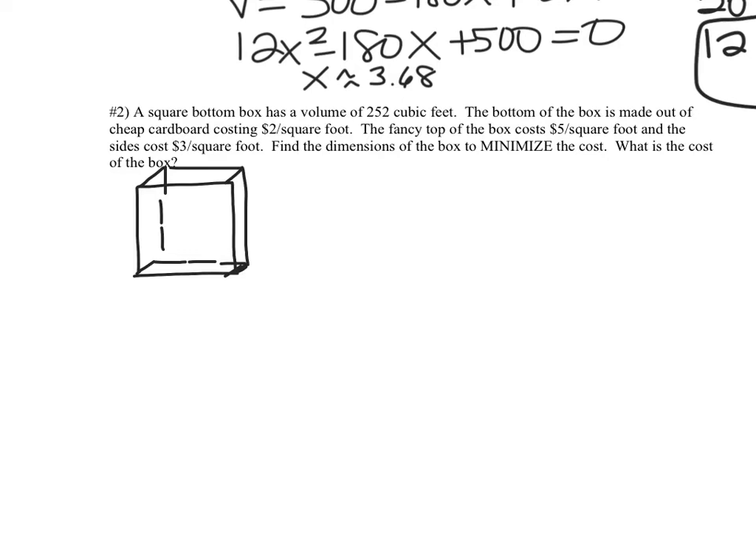Now, this is a square bottom. It's a square bottom box. So it's an X by X on the bottom. And then the side, the height is not X necessarily, it's Y. You don't know what it is. Because it's a square bottom, so the bottom is X by X.